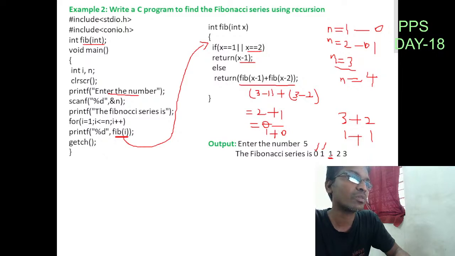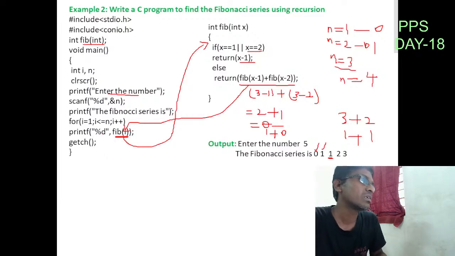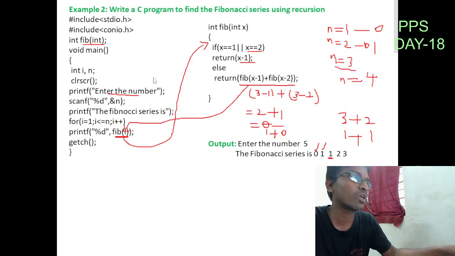So 0 plus 1 will get the next term, and 1 plus 1 will get the next term, and 1 plus 2 will get the next term. So like that it will perform the Fibonacci series. After this condition is false, the entire Fibonacci numbers will be sent back to the main program. Then it will print as output. So we are going to execute this code. How are we going to print the Fibonacci series?